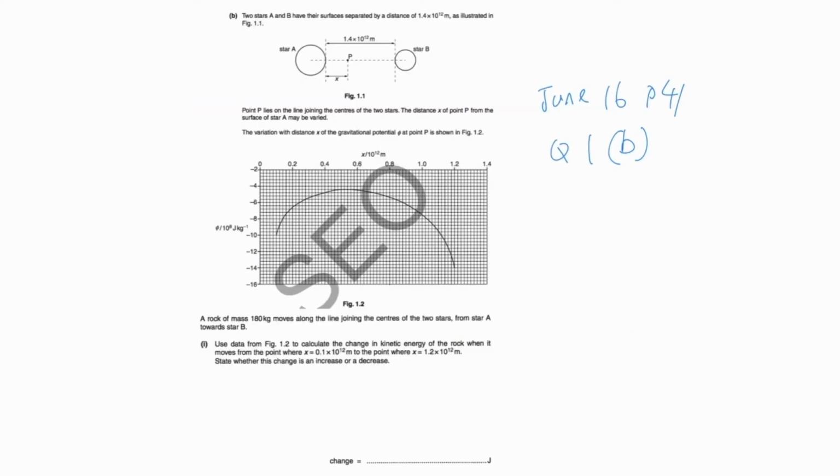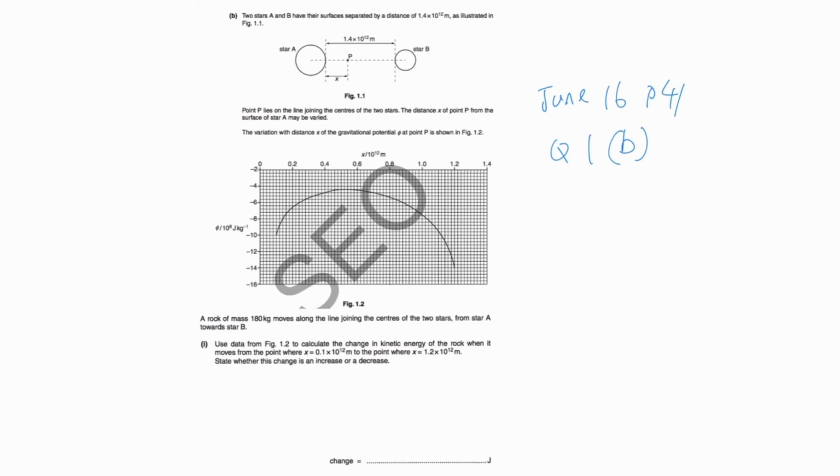Now, for this question, they want you to find the change in kinetic energy when it moves from x equals 0.1 to x equals 1.2. So what you have to do is read from the graph what your values are. So how do we actually find the KE?